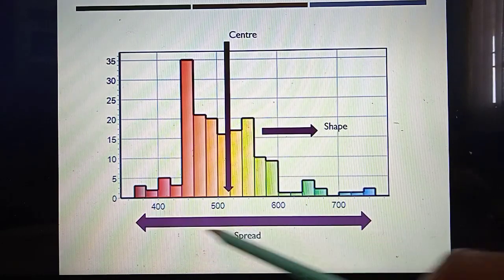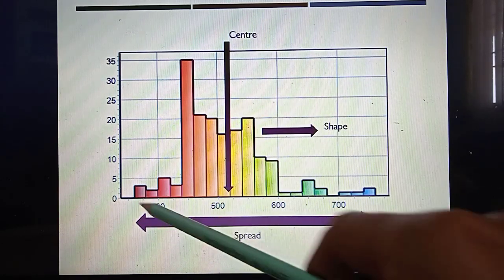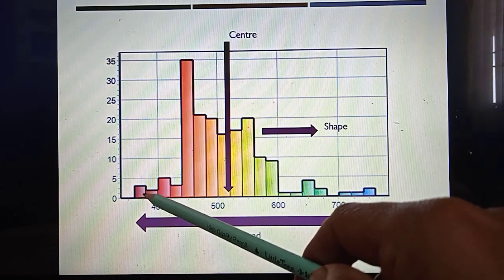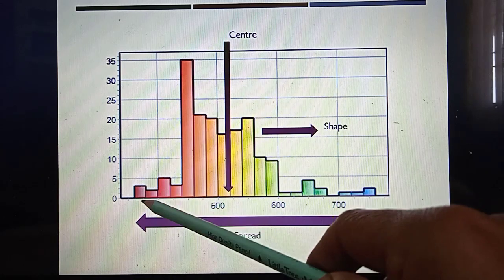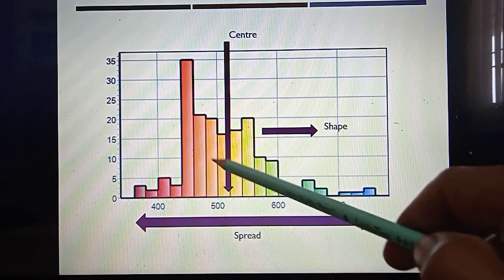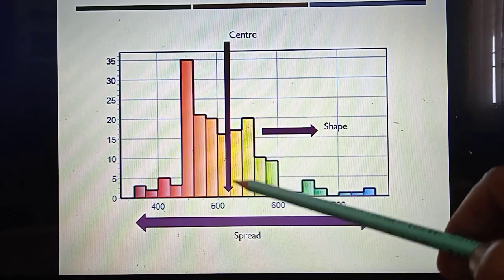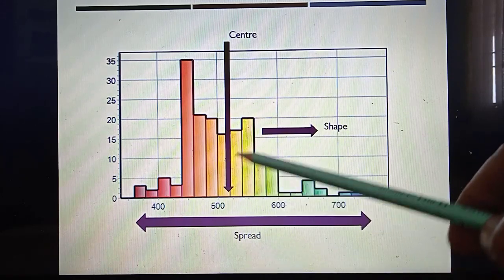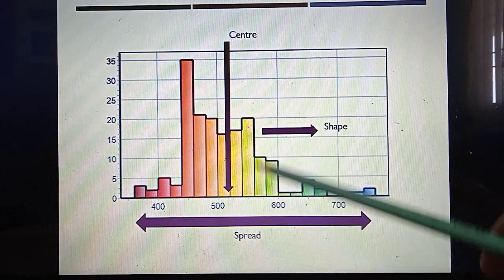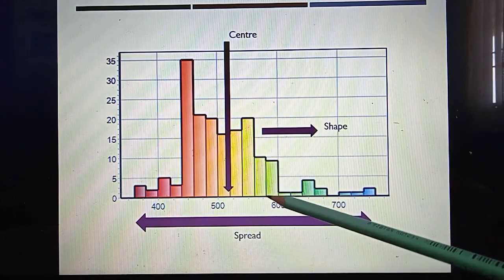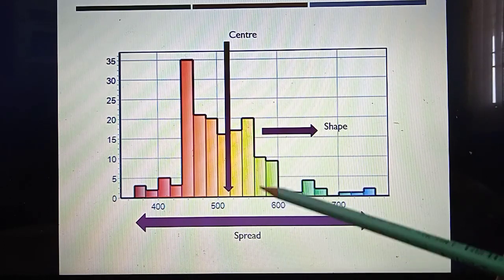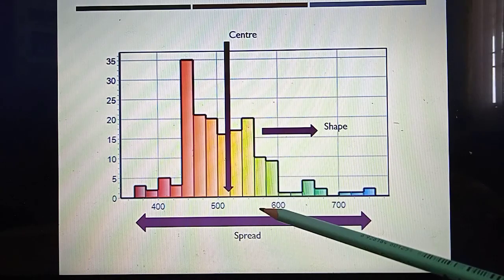And the spread, meaning the variation. Spread of the data is the variation. So how different is one data and another data to the center that we identify in the data collection. So these are the three characteristics that we need, which is important to be determined during our data representation.